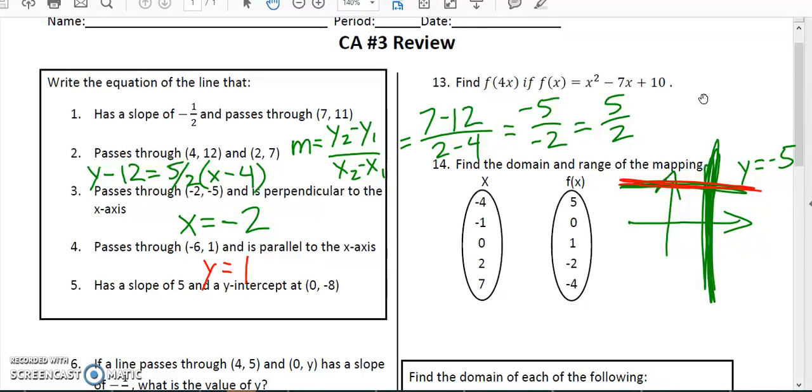And number 5 is set up perfectly for slope-intercept because you've got a y-intercept. So if you do y equals mx plus b, so if you see anything on the test that talks about slope and y-intercept, you just fill this baby in. So this is y equals 5x, and see how this is (0, -8), so I can put -8 there. And that would be as complicated as that would be.